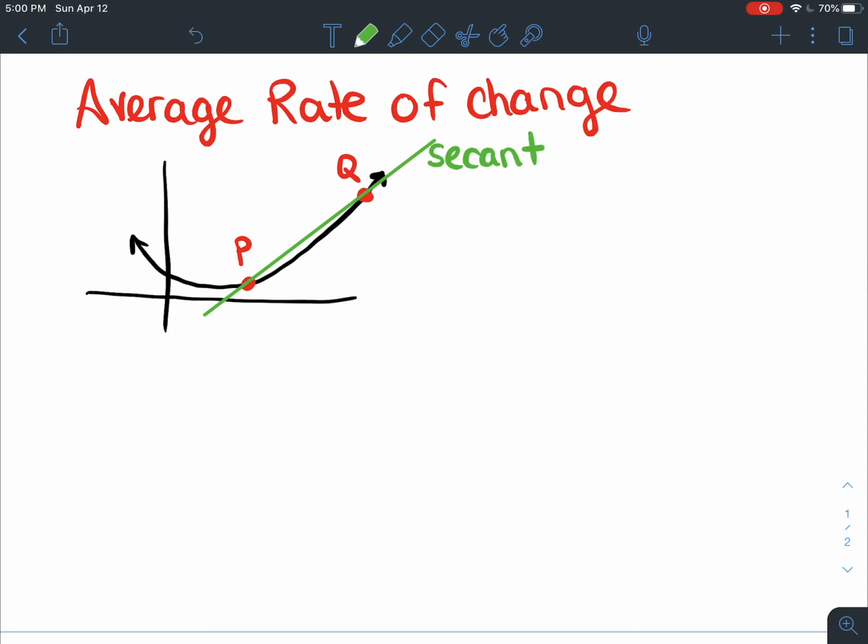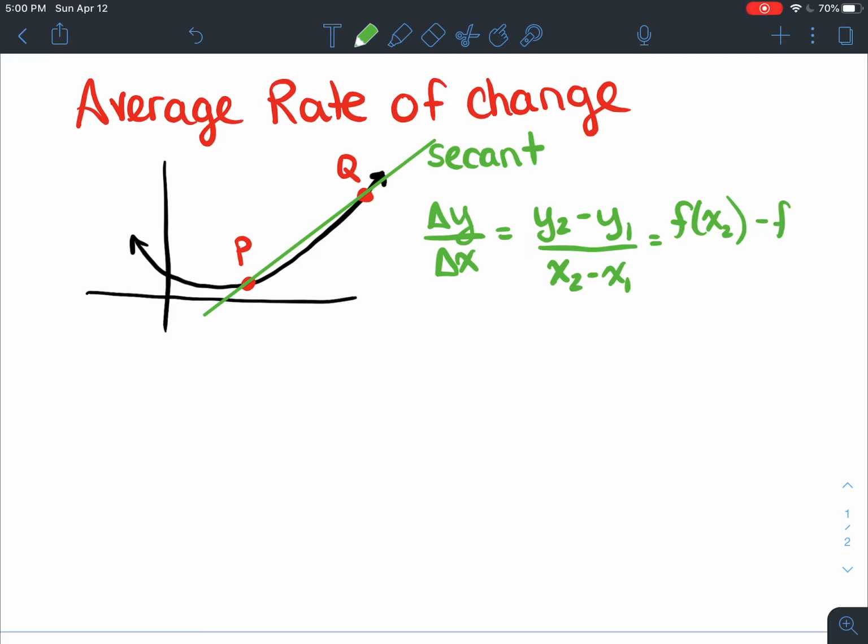And that's how we would find the average rate of change between 2 points. How we would calculate the rate of change is just like how you learned in grade 9. It would be the change in y divided by the change in x, otherwise known as y2 minus y1 over x2 minus x1, which we could also write as f of x2 minus f of x1 over x2 minus x1. Because you know how we write y, we can write that as f of x instead.